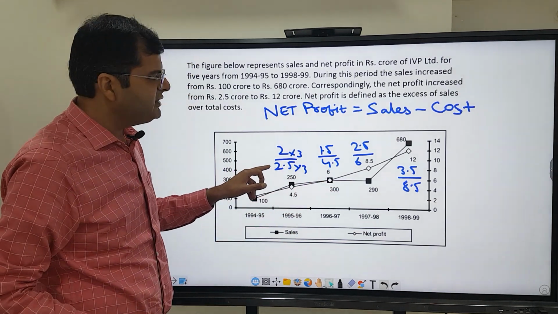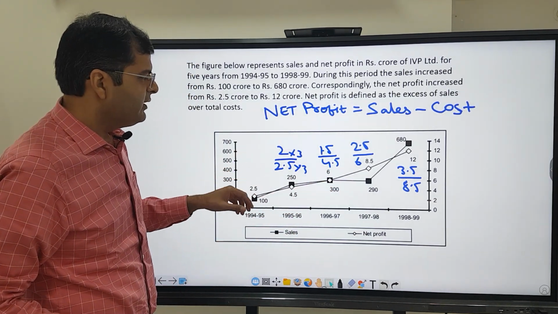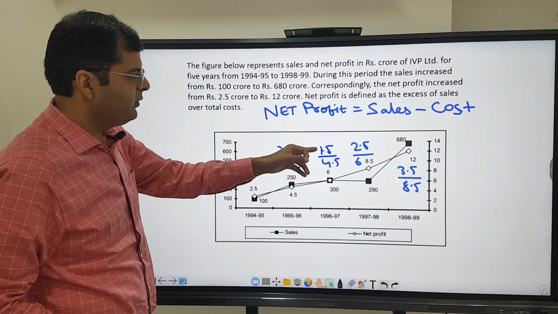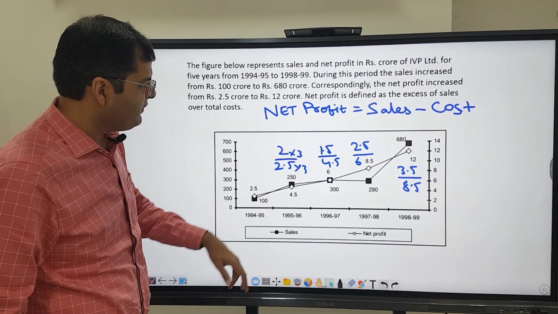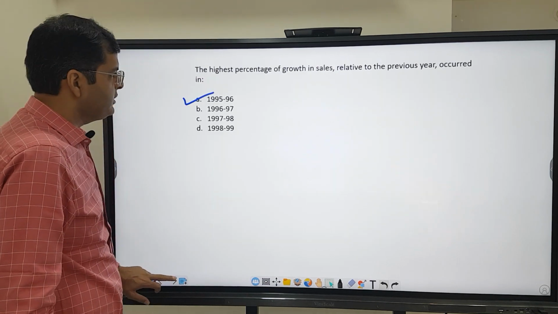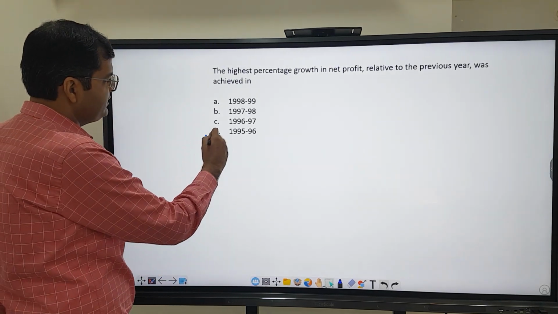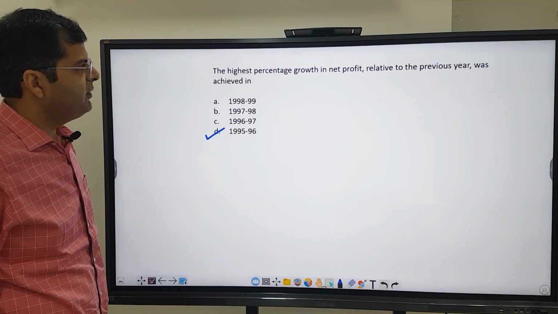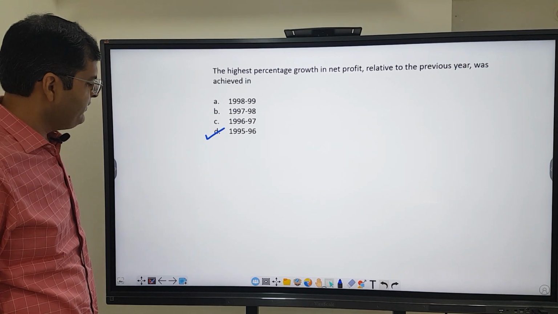So percentage change in denominator is much higher. Okay, and this definitely goes away because this will definitely be very low than this. So 95-96 is the answer to this question. So 95-96 is answer option D here. Alright, so highest percentage growth in net profit to the previous year was achieved in 95-96.